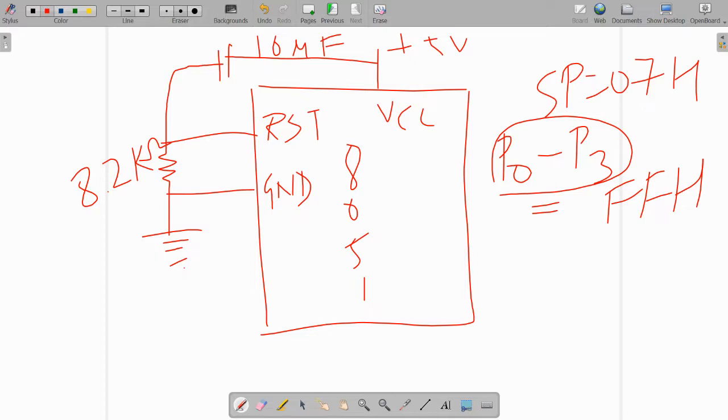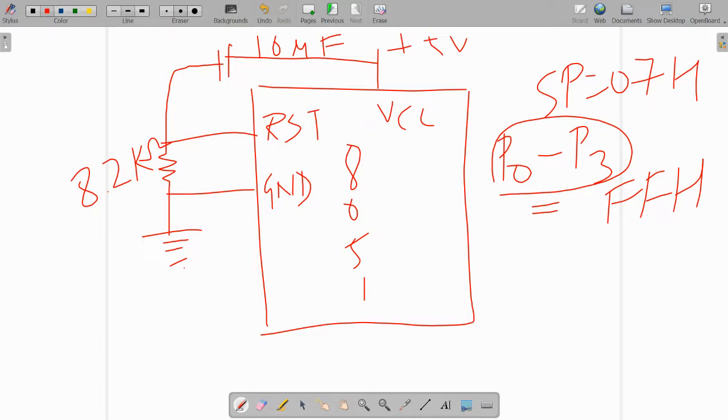Okay, so whenever you reset, the special function registers and a few CPU registers must be initialized before the microcontroller can operate properly. Okay, तो जब कभी हमको 8051 को use करना है, it's better you reset your 8051 so that your special function registers and some registers will have some default initialization value. For example, SP 07 and P0 to P3 FFH.